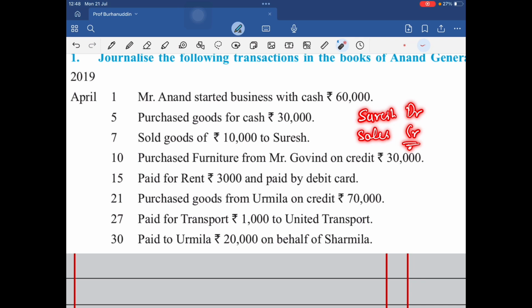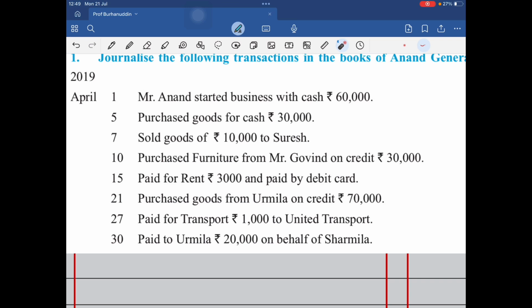Perfect now? Now the question that arises, Prakash, is why did you debit Suresh? Why didn't you debit cash account? A valid doubt. In this question, why did you debit Suresh? You could have written cash account debit to sales account. That also would have been a right entry. But no.